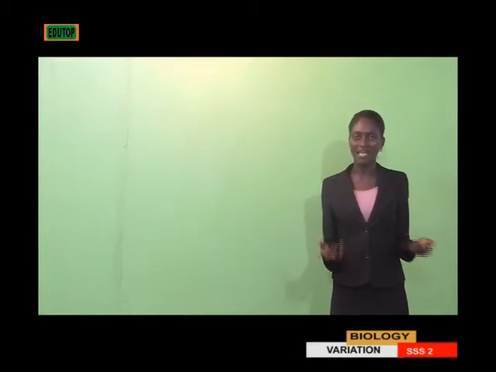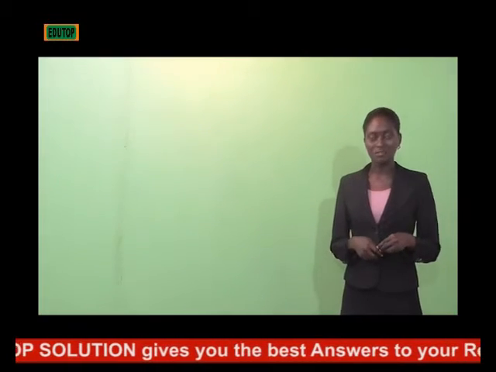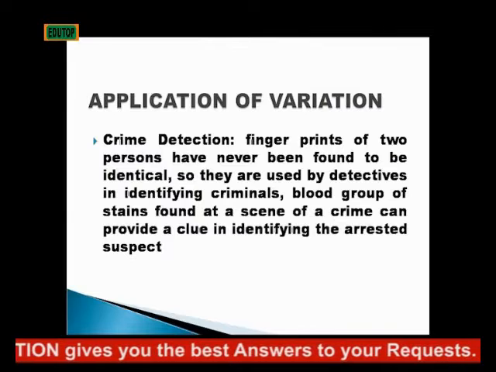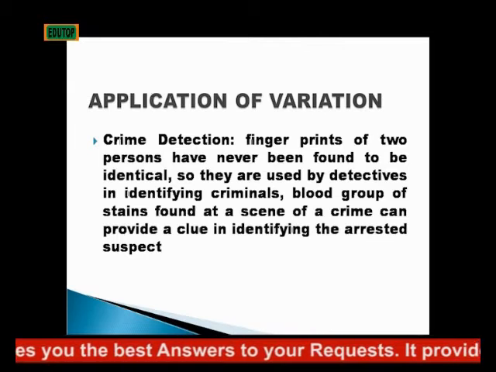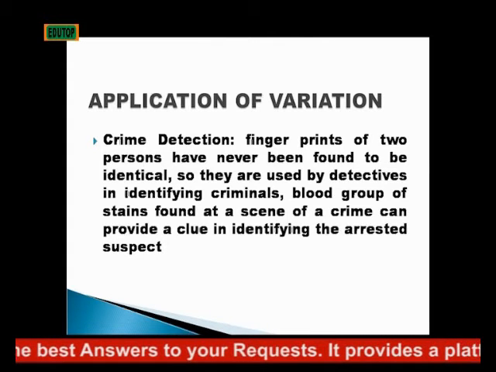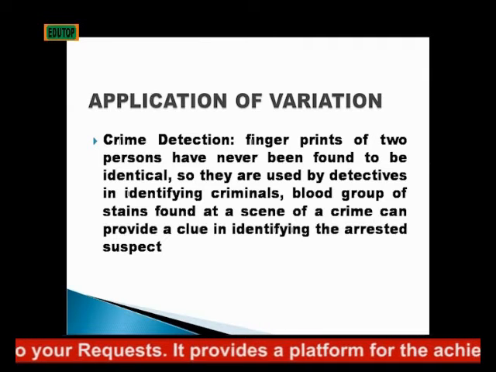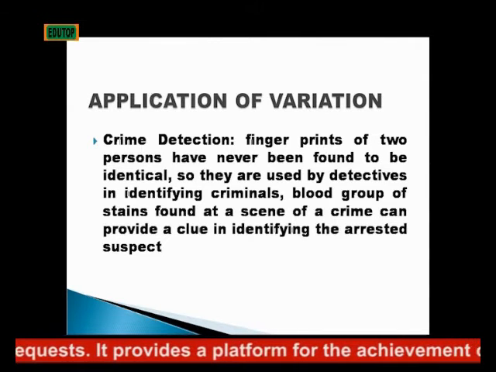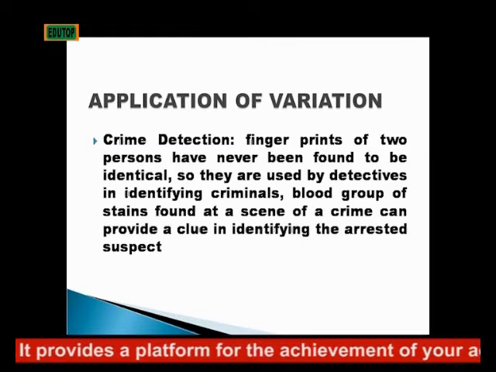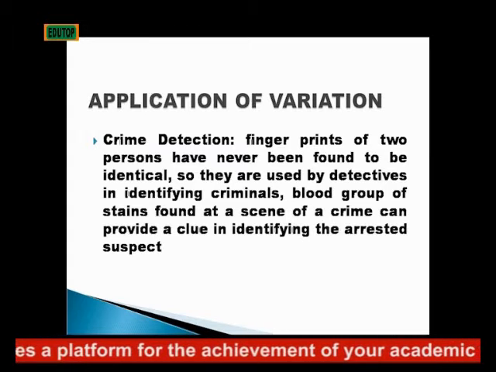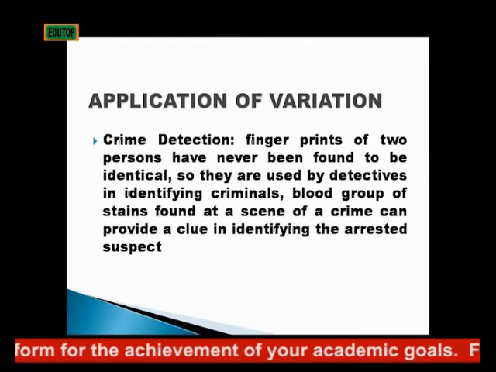Now, what are the applications of variation? What importance do they have, and how can we apply them to our day-to-day activity? First, variation can be employed in crime detection. There are no 2 people that have the same fingerprints. No. Even if you are twins, your fingerprints are different. So there are no 2 people that have the same fingerprint. Since that is the case, then criminals can easily be identified.